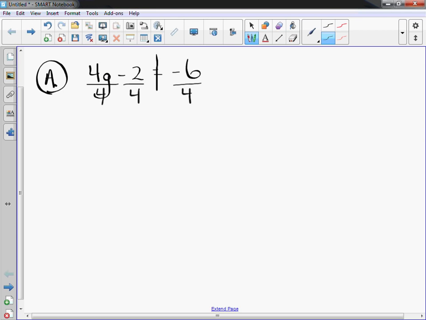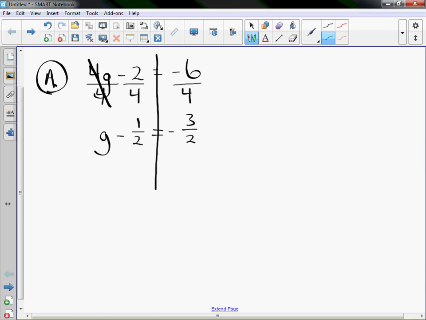And I'm going to put this here just to make sure that I know where my equal sign is. Okay? So now 4 divided by 4 cancels, leaves a g. -2 over 4 is -1/2 equals -6 over 4. Those both reduce to -3 over 2.